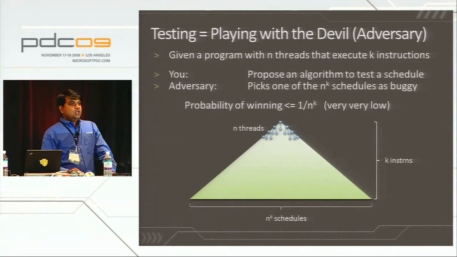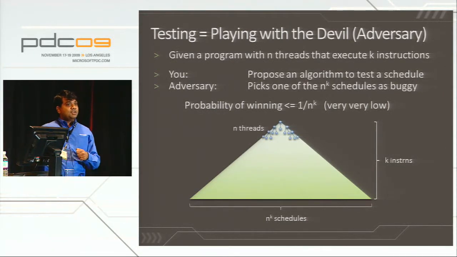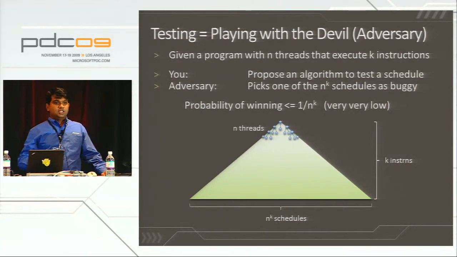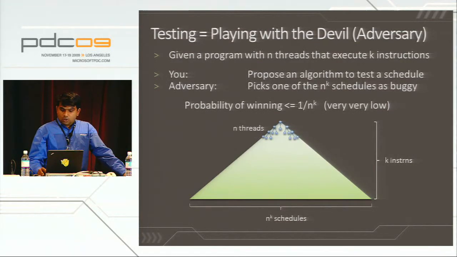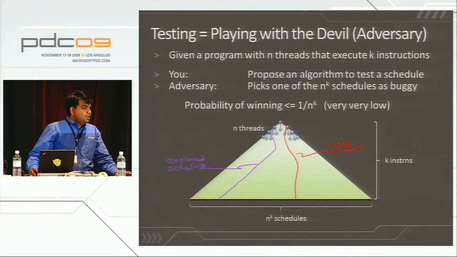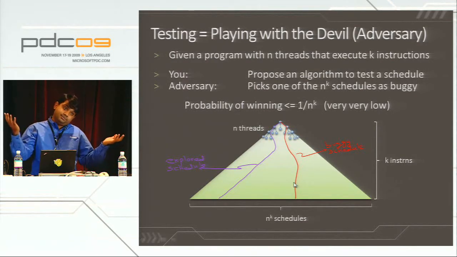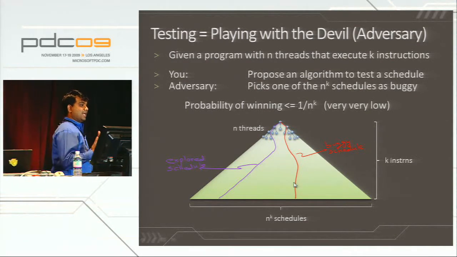Let's say you're playing this game with an adversary. You have an algorithm that explores one of the schedules, and the adversary picks which schedule is going to be buggy. The first thing to realize is that no deterministic algorithm is going to work, because the adversary knows your algorithm. If he knows you're going to execute this interleaving, he can select this one to be the bug, and the probability you find the bug is 0.